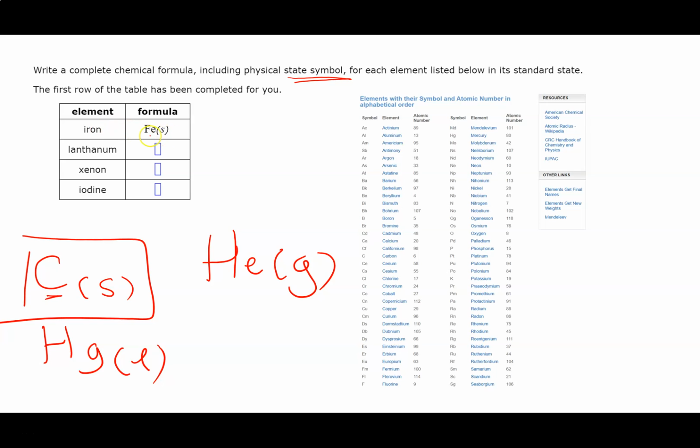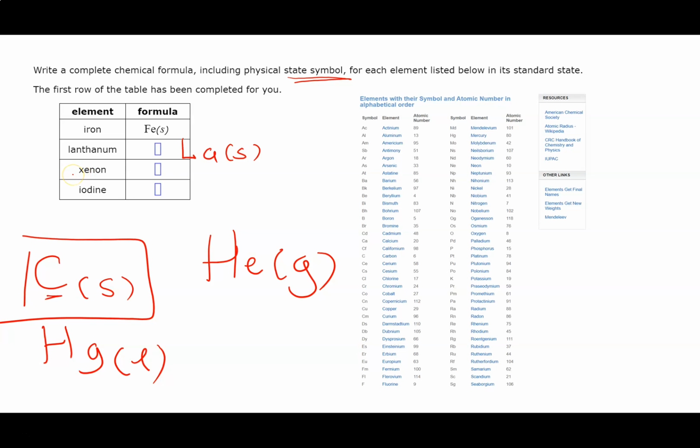So the first one here was done for us, and then we have to do the next one. So lanthanum, I'm just going to find lanthanum in my table. The symbol is uppercase L, lowercase a, and it is a solid. So what are my liquids? Mercury and bromine. It's neither of those two. And then my gases are hydrogen, nitrogen, oxygen, fluorine, chlorine, helium, neon, argon, krypton, xenon, and radon. And it's none of those, so it's got to be a solid.